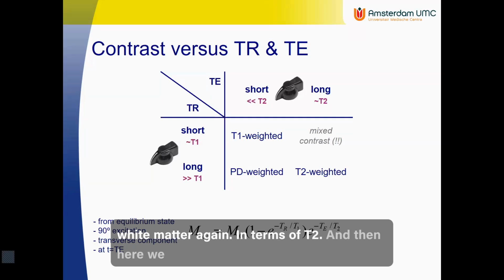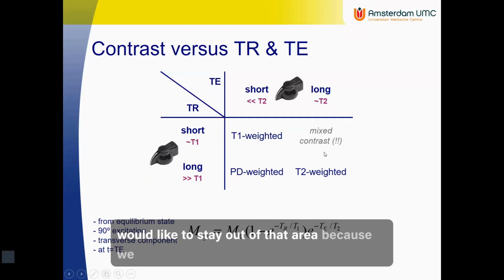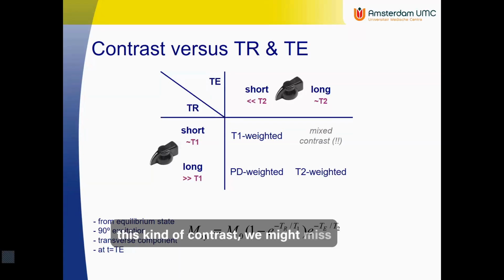And then here we have this box with mixed contrast. We usually would like to stay out of that area because we have the T1 contrast and the T2 contrast mixed in at the same time. They tend to cancel each other out because they have opposite appearance in the image. And that means if we have this kind of contrast, we might miss pathology, etc. So it's a corner of the table where we try to avoid.